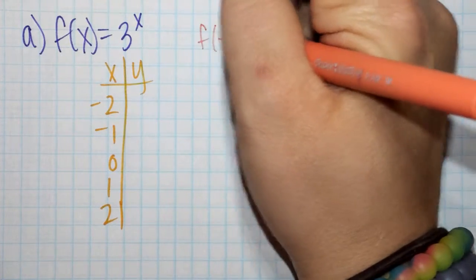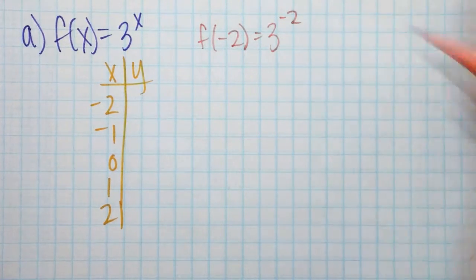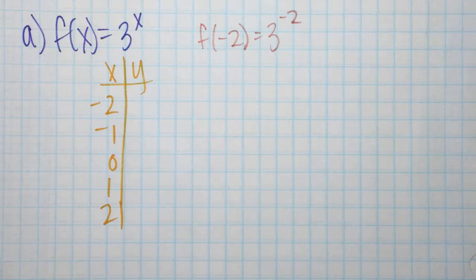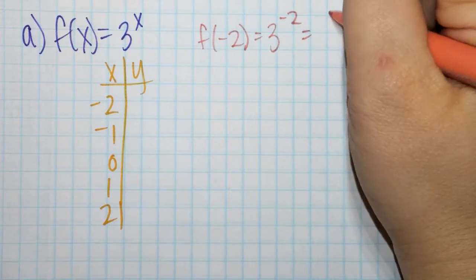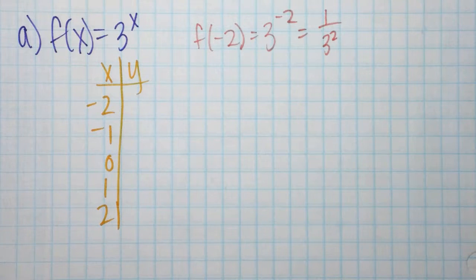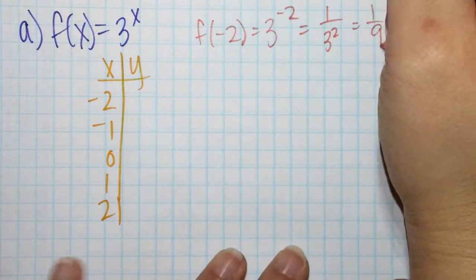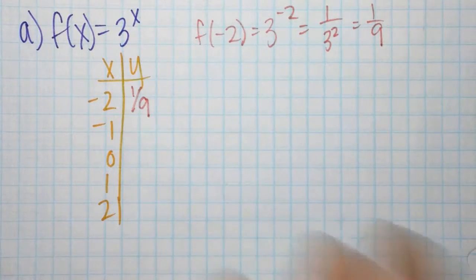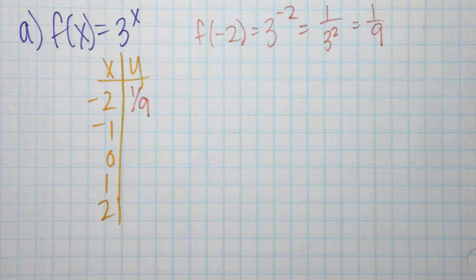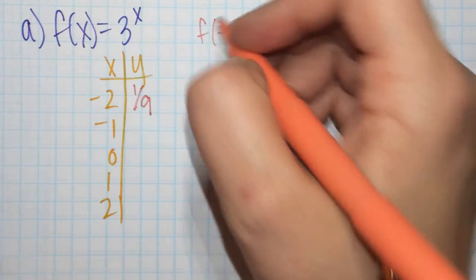So we're going to start with -2. F at -2 equals 3 to the -2. Can we have a negative exponent? No. What do we do with negative exponents? You put the 1 over it. We flip it. So it's 1 divided by 3 squared. And what is 3 squared? 9. So this is 1/9. Does everybody see where I got that from?